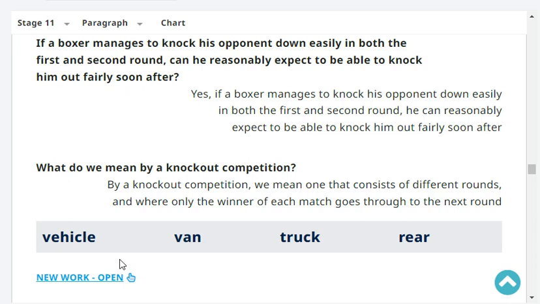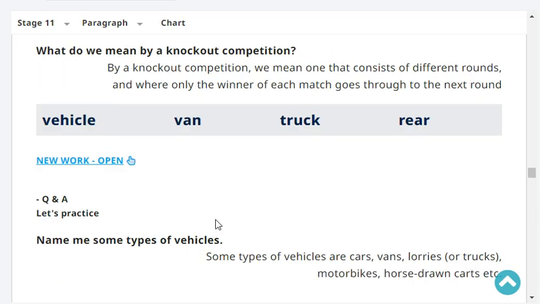By a knockout competition, we mean one that consists of different rounds and where only the winner of each match goes through to the next round. Very good.